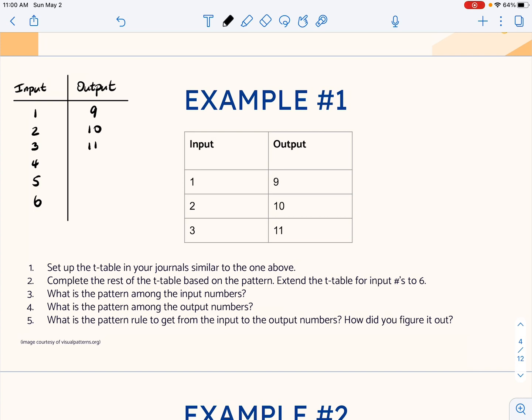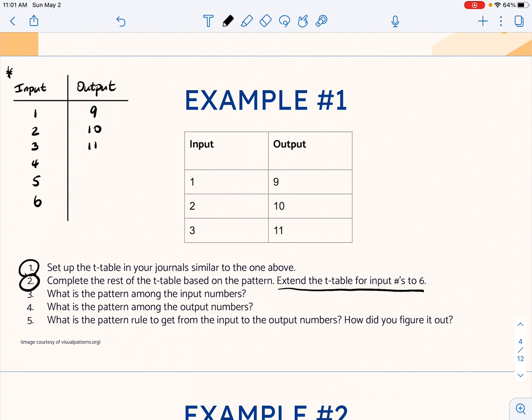Now, we'll use these questions as a checklist for ourselves. So number one, this is where you want to pause the video now and set up the t-table in your journals or on a graph sheet of paper similar to the one above. But what I'd like you to do is extend it for the input numbers to 6, like I've done up here. Okay, so again, pause the recording now and do number 1 and number 2 if you can.